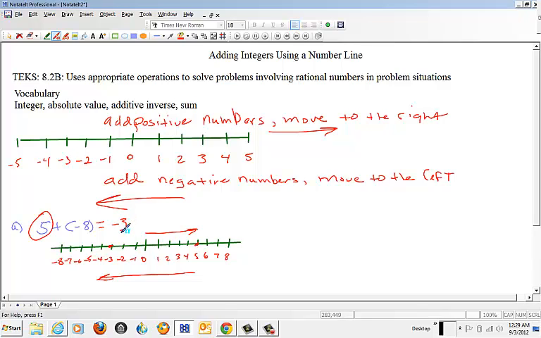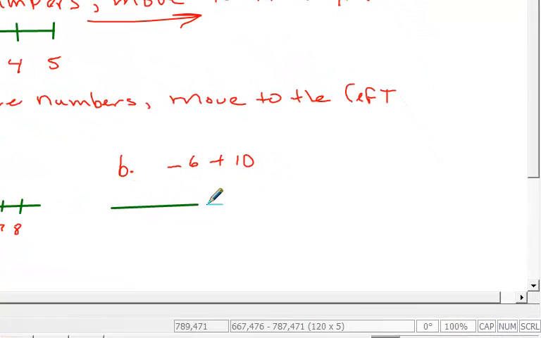Let's take a look now at a second problem, and I'm going to give you a chance to work the third one. So we have problem B, and problem B tells us a negative 6 plus 10. Again, let's put a number line down.